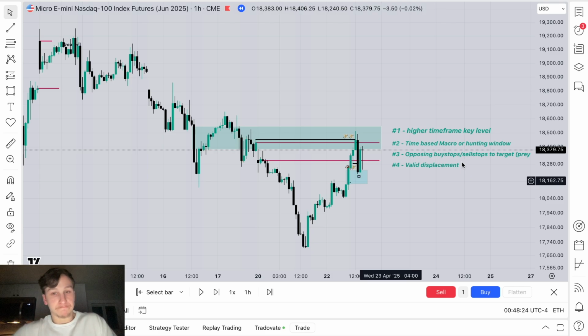Number 1, first and foremost, I need a higher time frame key level to be utilizing. Number 2, a time-based macro / hunting window, which I'll get into in a minute. Macros are basically just 10 minutes before the hourly candle opens, 10 minutes after a new hourly candle forms. That's it. Number 3, opposing buy stops / sell stops to target, aka pray. Number 4, a valid displacement.